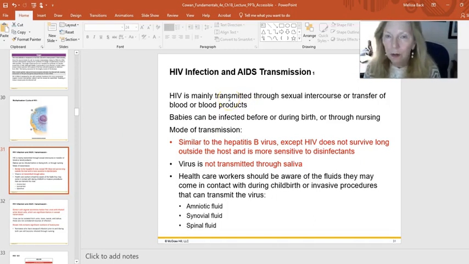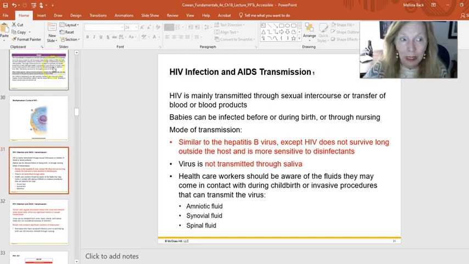It can be transmitted through any type of sexual intercourse: oral, vaginal, and anal. It can be transmitted to fetuses through the placenta. So we understand that it can also be transmitted that way. Again, this is why it's really important that pregnant women who are HIV positive start taking treatment immediately.